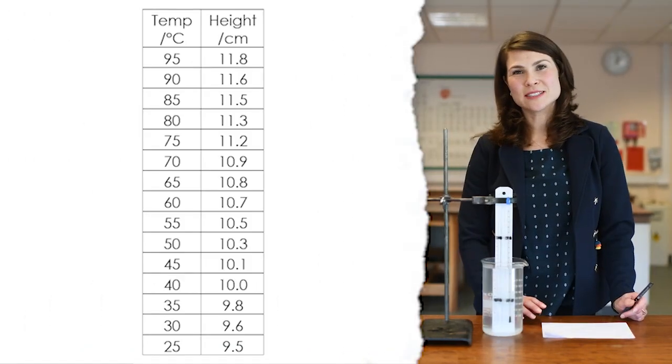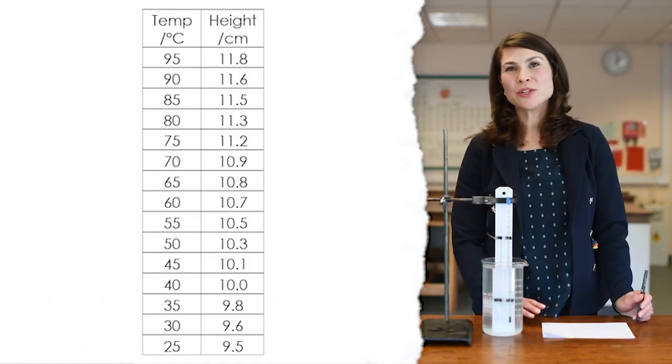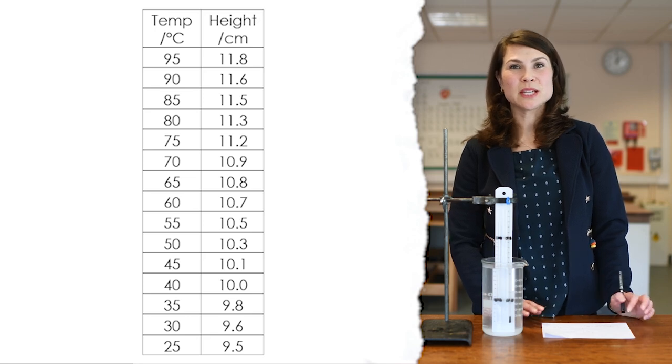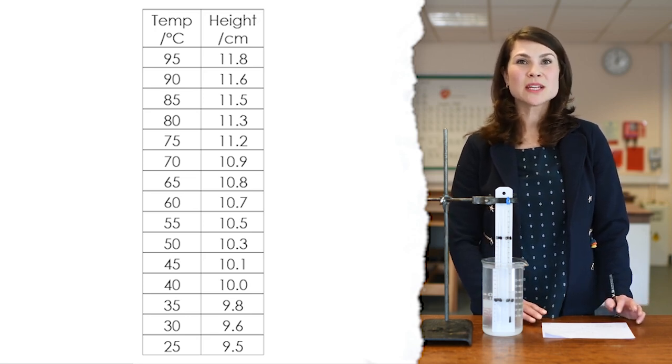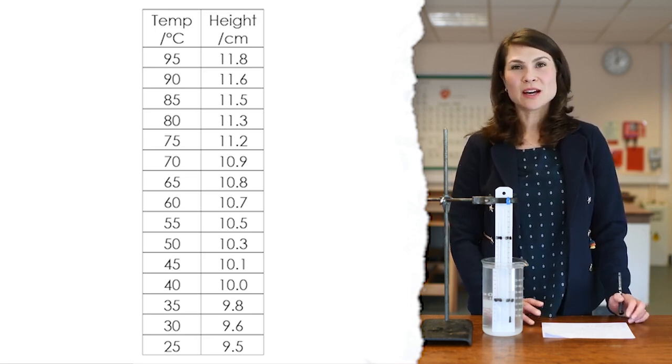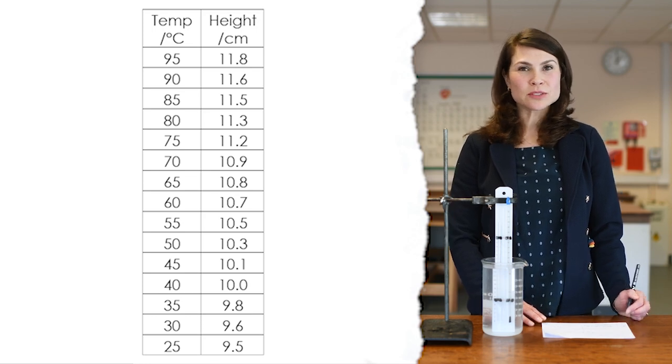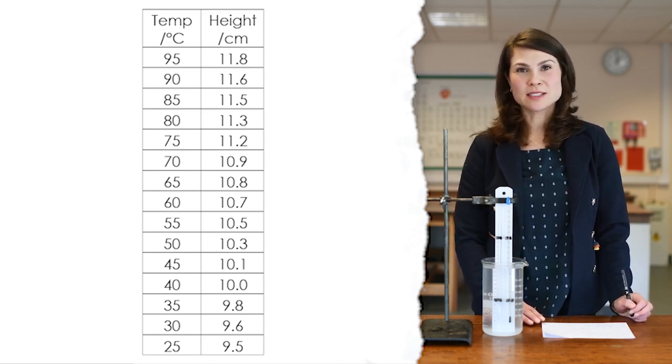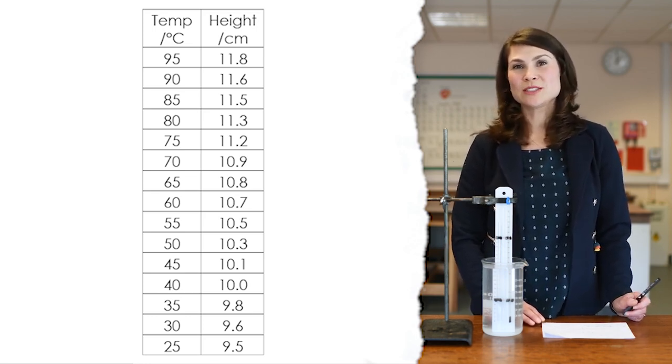We now have a full set of data, and you want to make sure that you have at least 8 measurements to be able to plot your graph. So we have our temperature and we have the height of the gas, and we're going to plot a graph of the height of the gas in centimeters versus the temperature in degrees Celsius.